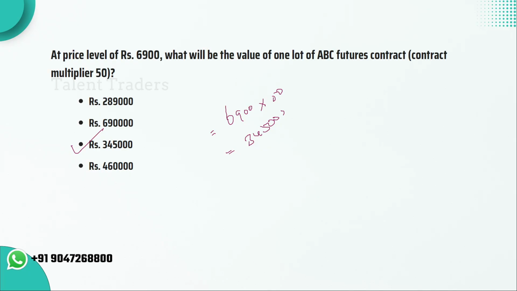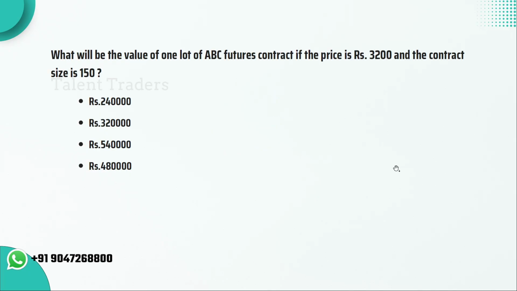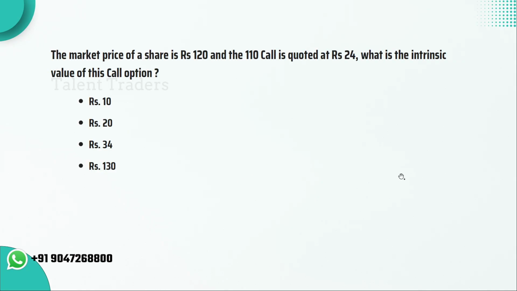So for the remaining questions, let me check the next one. One lot contract price is 3200, the contract size is 1500, the same question that we saw last. 3200 into 1500, so 4,800,000 should be the answer. So simply multiply these two numbers to get the contract value.